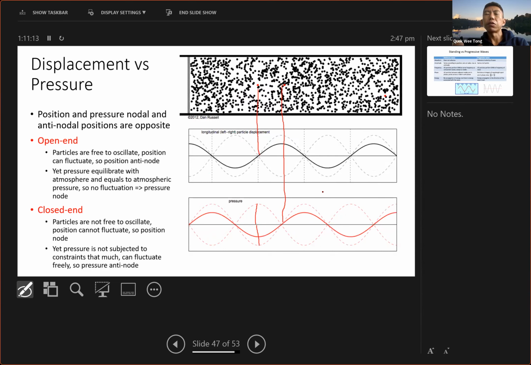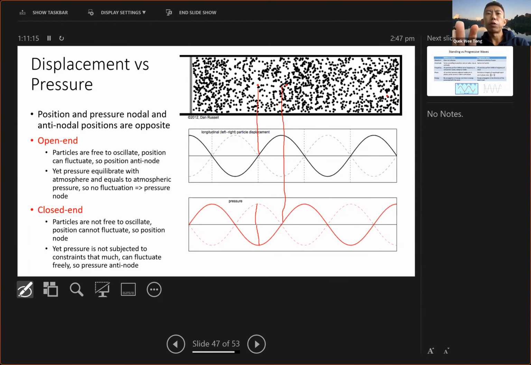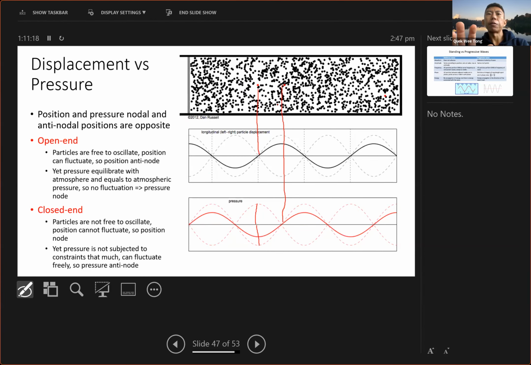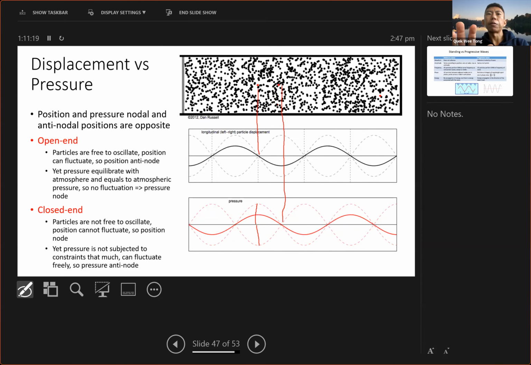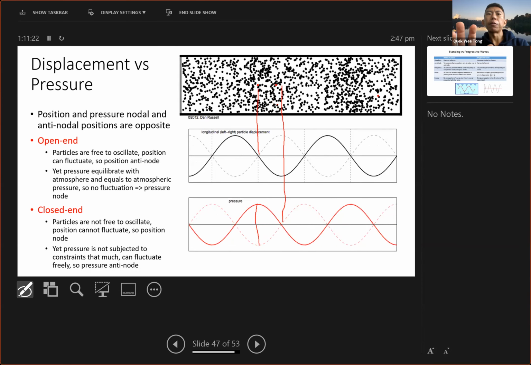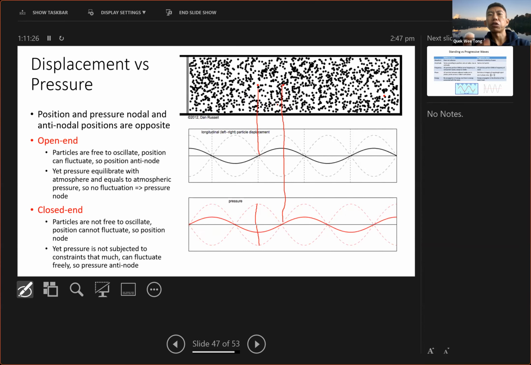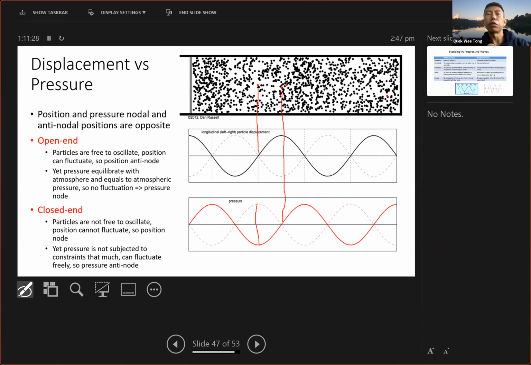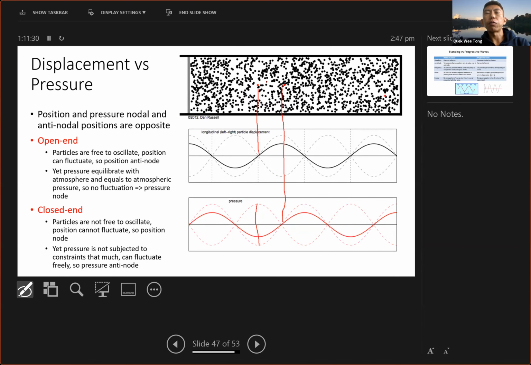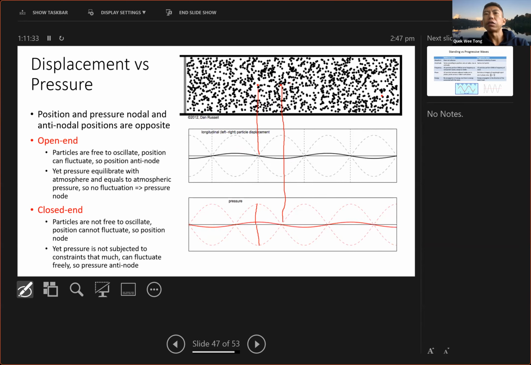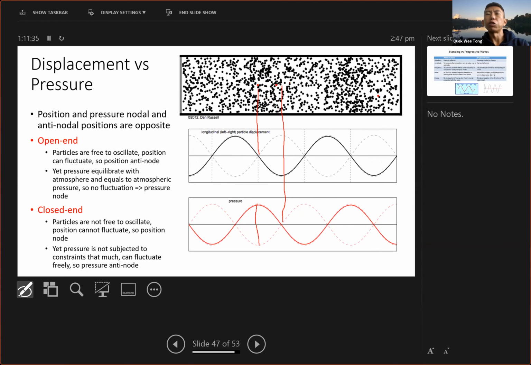That's what it means. So the connection between pressure and displacement: node and antinode positions are shifted by 90 degrees. Or simply, just flip the relation. Node becomes antinode, antinode becomes node. Anytime you forget why this is the case, look back at this diagram, then you can appreciate it.